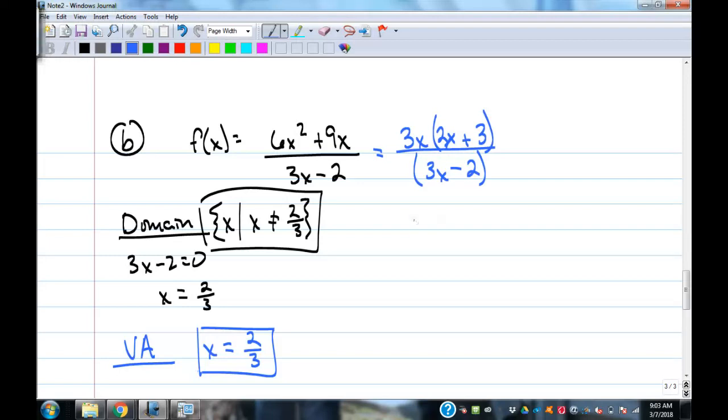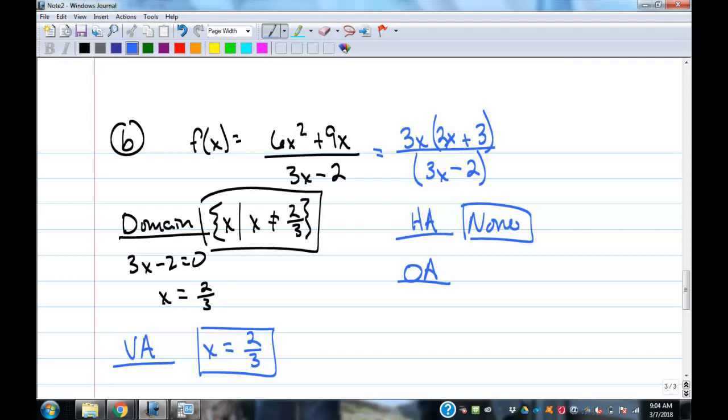All right. What about horizontal asymptote? None. Oblique. Why? Yeah, numerator is 1 more than the denominator. If the numerator is 2 more than the denominator, then it's none. Okay, obliques only happen if it's 1 more than the denominator.